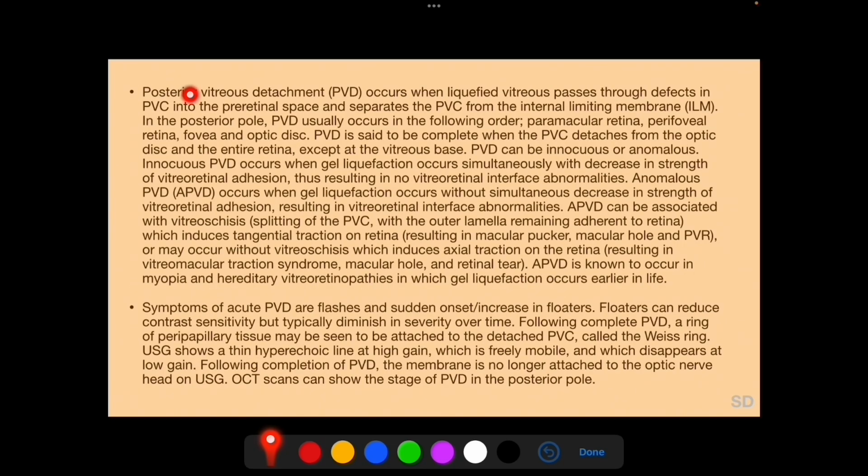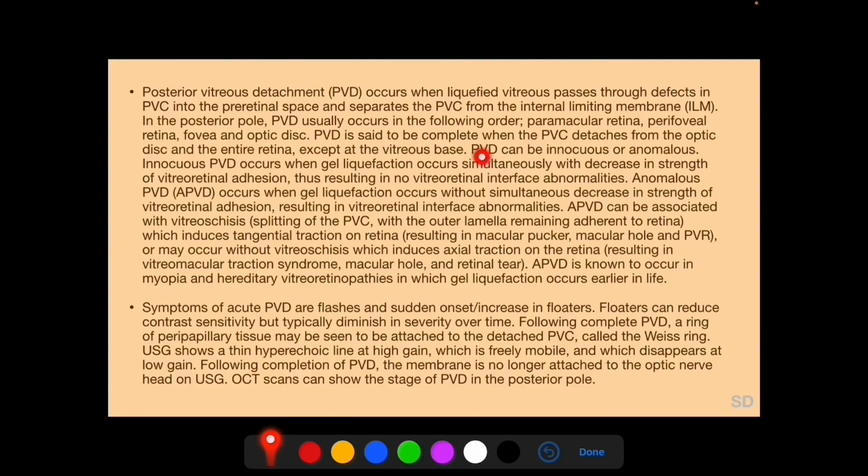Posterior vitreous detachment occurs when liquefied vitreous passes through defects in the posterior vitreous cortex into the preretinal space and separates the posterior vitreous cortex from the internal limiting membrane. In the posterior pole, posterior vitreous detachment usually occurs in the following order: paramacular retina, perifoveal retina, fovea, and then optic disc. Posterior vitreous detachment is said to be complete when the posterior vitreous cortex detaches from the optic disc and the entire retina except at the vitreous base.